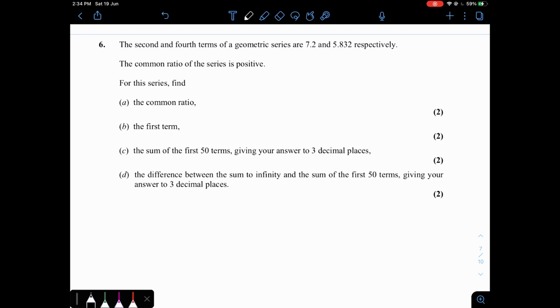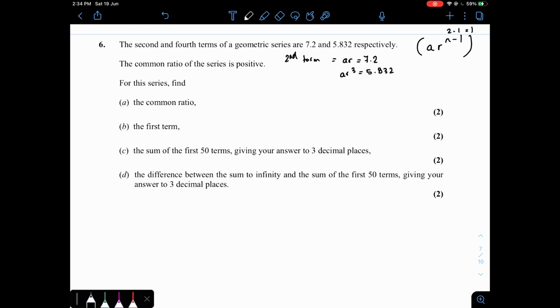Now, what is a geometric series? Geometric sequences are usually ar to the power n minus 1. That's the nth term of a geometric sequence. So the second term will be, 2 take away 1 is 1, so that will be just ar equals 7.2. The fourth term will be ar cubed, so ar cubed equals 5.832. So we know that, right?